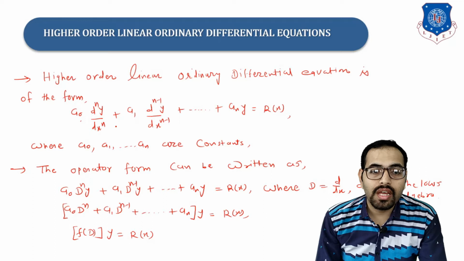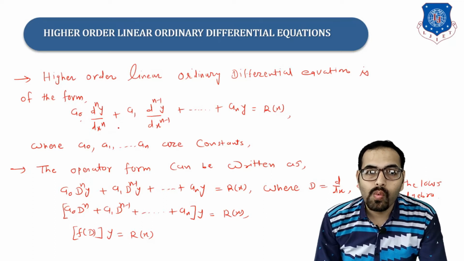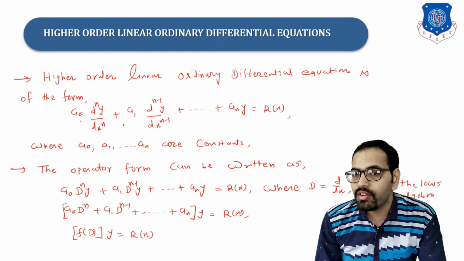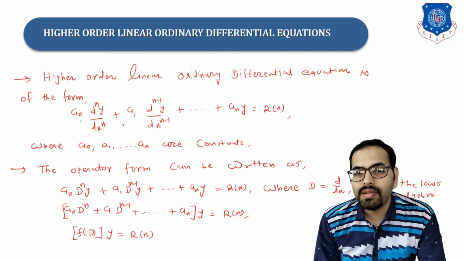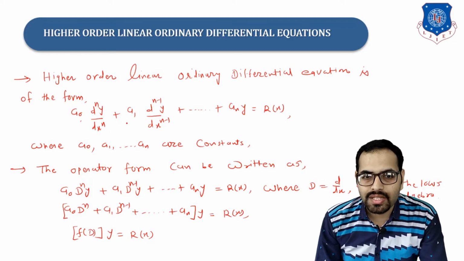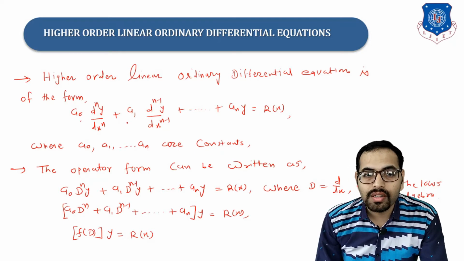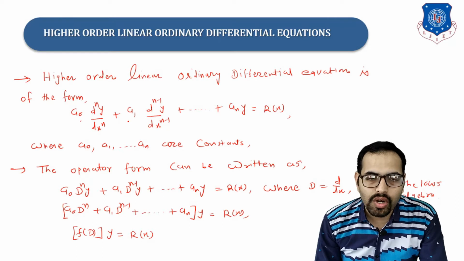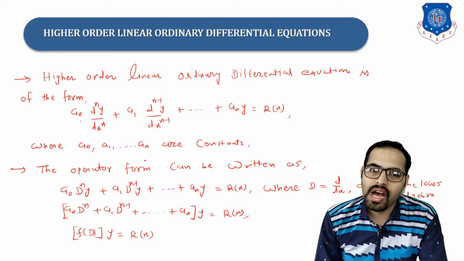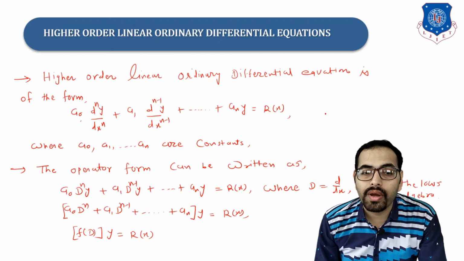See, here our differential equation is in terms of y dash, y double dash, y triple dash and so on. If our differential equation is in terms of y dash, then we can say that it is a first order differential equation. If it is in terms of y double dash, that is a second order differential equation, and if it is second or more than second order, then we can say that it is a higher order linear ordinary differential equation. Here this differential equation can be written in the form of an operator.